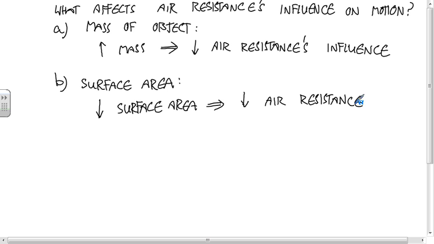And then the last thing that affects air resistance is the speed. The slower something's moving, so if you decrease the speed, it reduces the amount of air resistance.